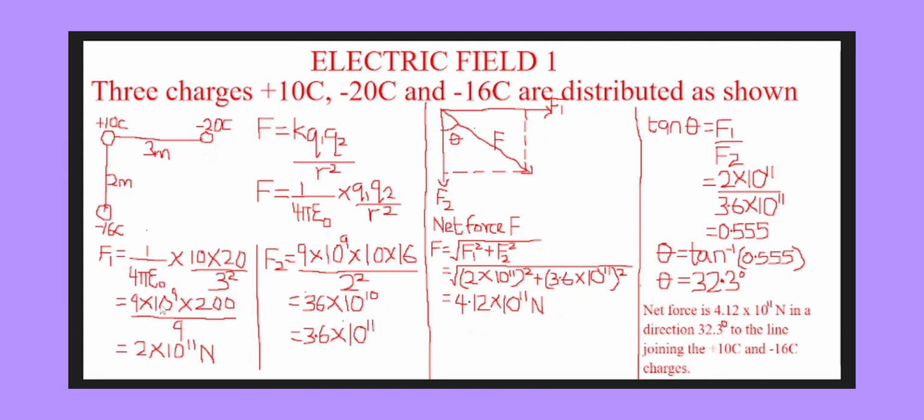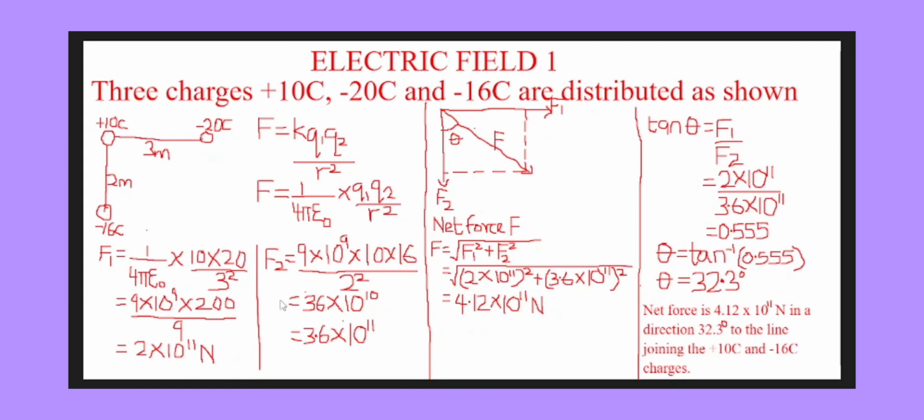Note that our K, a constant, has the value 9 times 10 raised to power 9. So multiplied by 200, that is 10 times 20, and then 3 squared, that is 9, all divided by 9. If you press your calculator correctly, this will give us 2 times 10 raised to power 11 Newton.